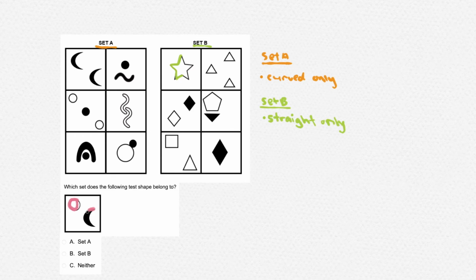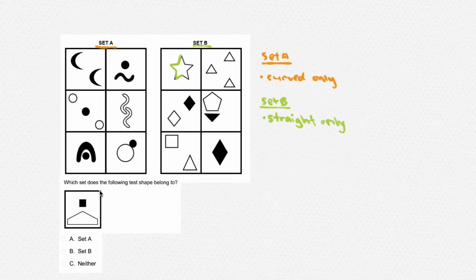As you can see, there are 2 shapes with curved edges. Now, let's write this down. Now, remembering that set A has curved only and set B has straight only shapes, let's compare this square to our answer. So, set A only has curved only, so our final answer must be set A.